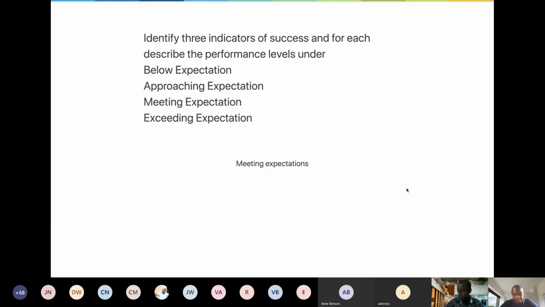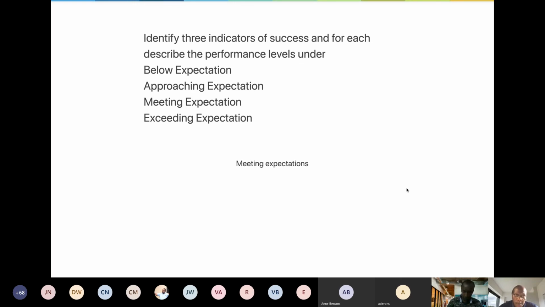Somebody has written meeting expectation. We don't know what that means. What is meeting expectation? Can you give us the performance? Which performance will be meeting expectations? And we are about to finish, so do not worry. We have less than five to ten minutes, and we are going to finish. We are almost ending now. This is the last activity.